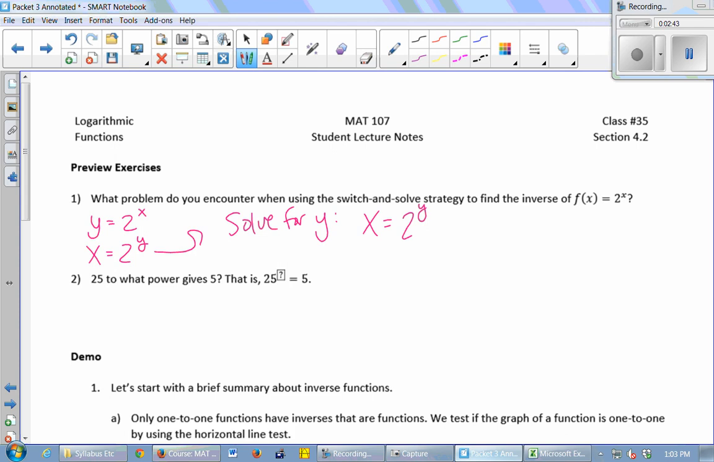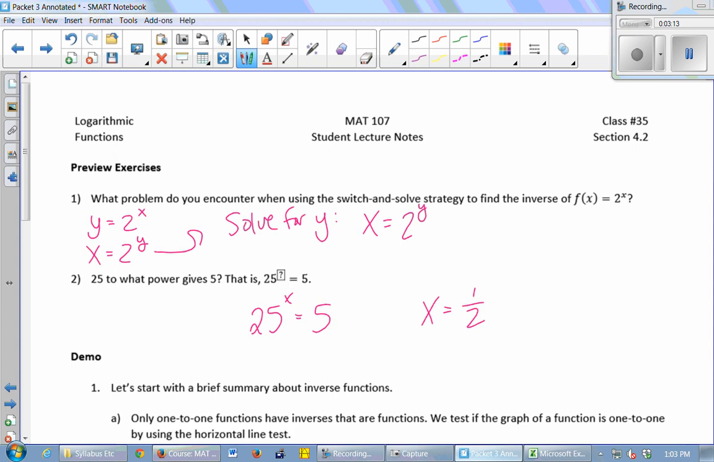So maybe if we use some numbers first instead of all just letters, right? So 25 to what power would give you 5? That is, I want to solve 25 to the x equals 5. A half. Yeah, 25 to the x equals 5. The power that you raise 25 to get 5 would be 1/2, right? Because raising to the 1/2 is the same thing as square rooting. Square root of 25 is 5.